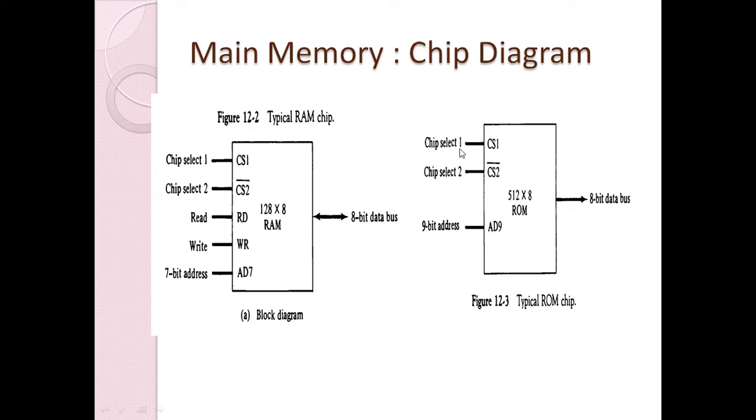Here also there are two chip select signals, CS1 and CS2 bar. In ROM, you cannot write, and you can only read data from it. So there is no read write signal. Even a read signal is not required, because it does only one job, read. Whenever this chip is enabled and some address is provided, it will give you data.